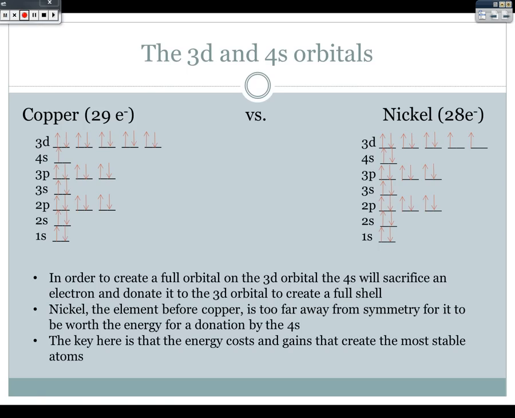So the key here is that the energy cost and gains create the most stable atoms. So you're looking for the energy gain of creating stability versus the cost of donating it up. And here, it just costs too much to donate 2 electrons, and so this instability is more favored than the stability of a full d orbital.